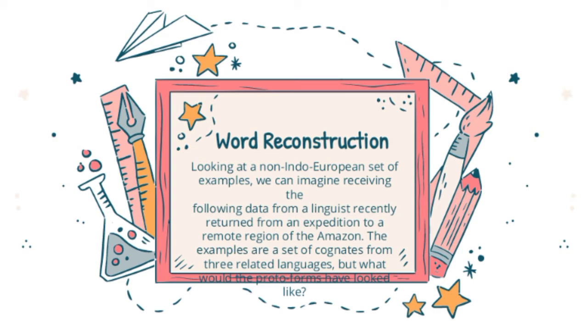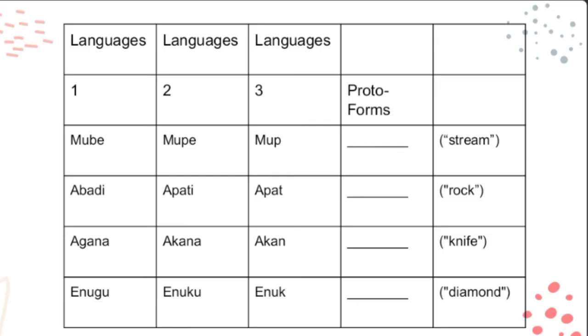Word reconstruction. Looking at a non-Indo-European set of examples, we can imagine receiving the following data from a linguist recently returned from an expedition to a remote region of the Amazon. The examples are a set of cognates from three related languages, but what would the protoform have looked like? Look at the table below. Using the majority principle, we can suggest that the older form will most likely be based on language 2 or language 3.